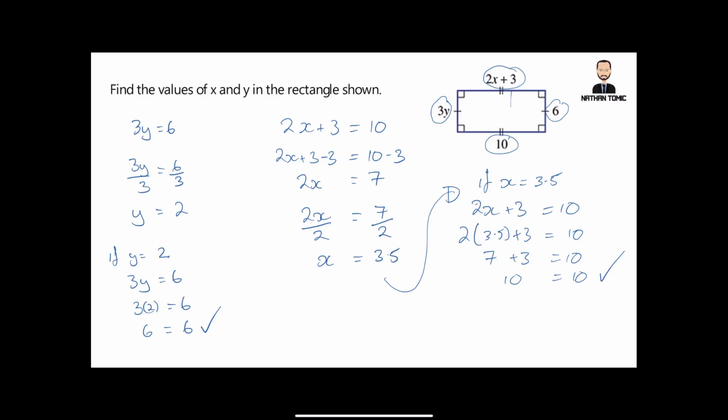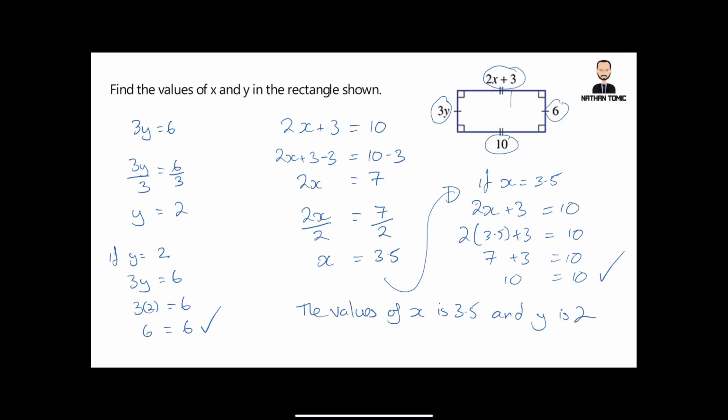Now, it is still a worded problem technically, so we should try to include a worded answer. There are no units here, no millimeters or centimeters or any other unit of measurement, so we don't have to worry about that. But we should still write a worded answer. So we might say the value of x is 3.5 and y is 2.